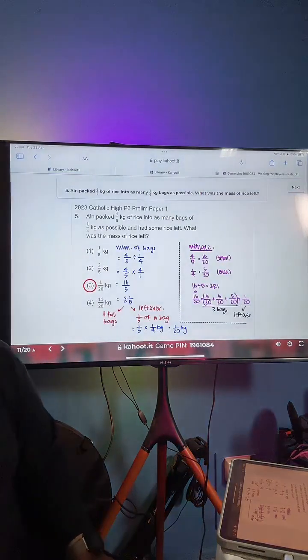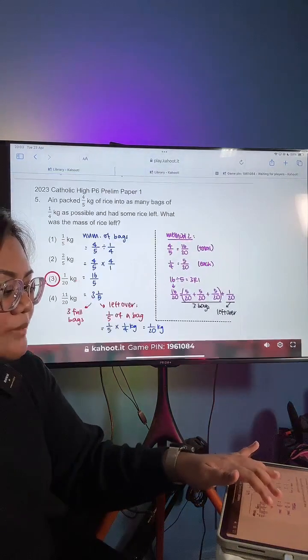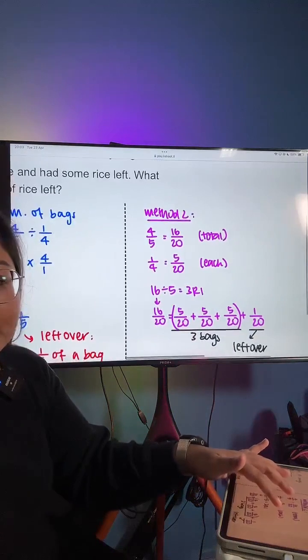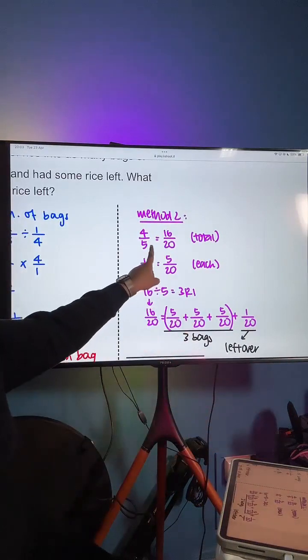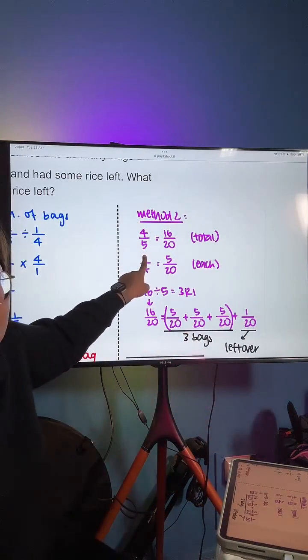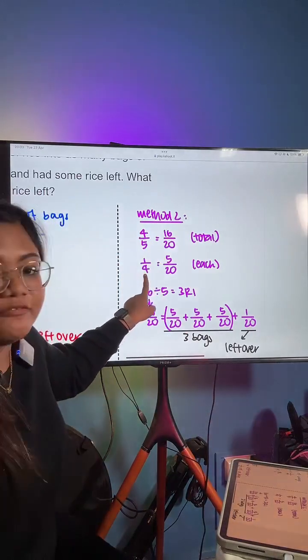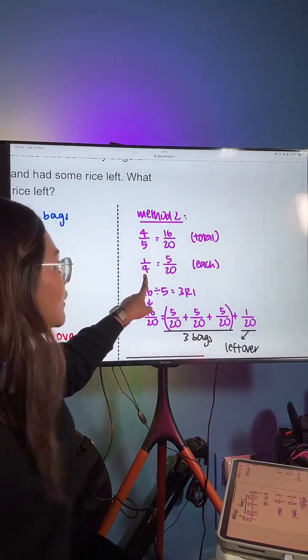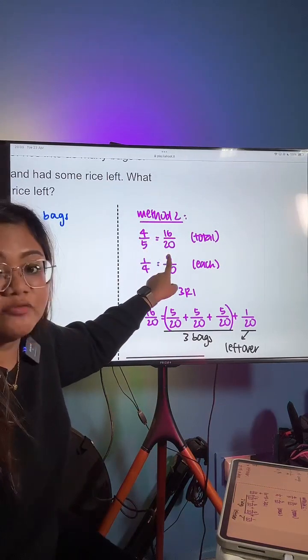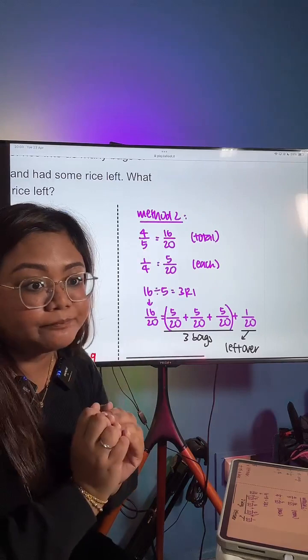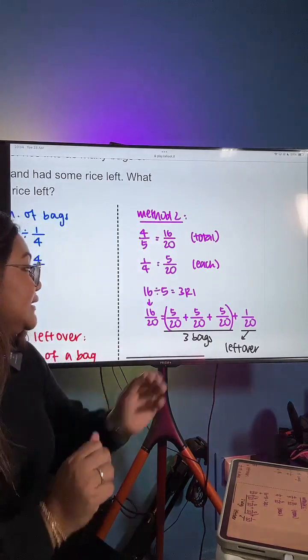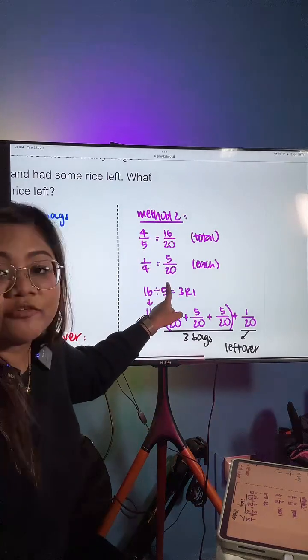11 out of 20. Now I'm going to explain to you using method 2 here, yeah? Let me zoom in for you. 16 out of 20, 4/5 kg is my total. The question says 4/5 kg as the total. Each of the bags is 1/4 kg. So 4/5 kg is the same as 16 over 20. I make the denominators the same. 1/4 is the same as 5 over 20.